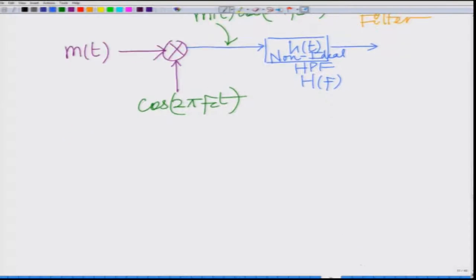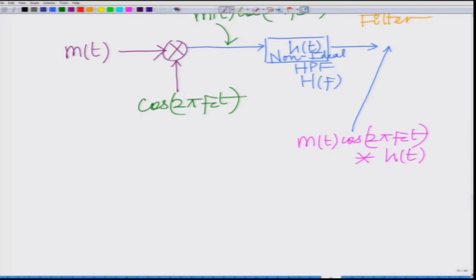Naturally the output here will be m(t) cosine 2 pi fc t convolved with h(t), because your modulated signal m(t) cosine 2 pi fc t is passing through the non-ideal high pass filter with impulse response h(t). Therefore the output is m(t) cosine 2 pi fc t convolved with the impulse response. So this is the convolution operation.